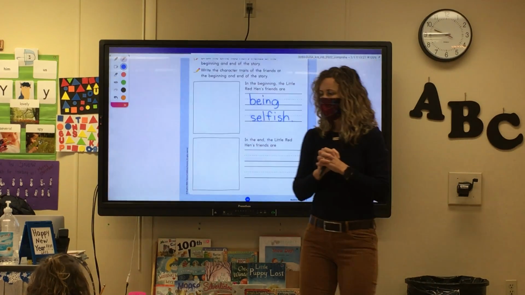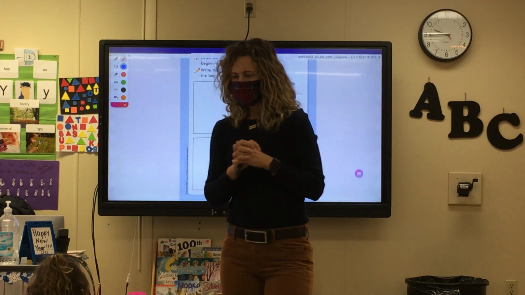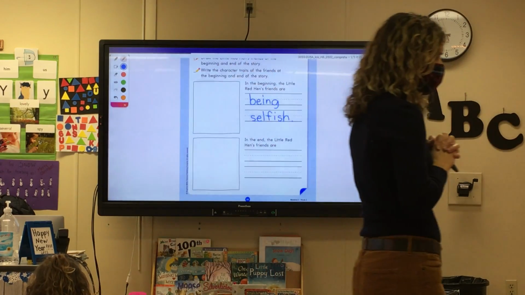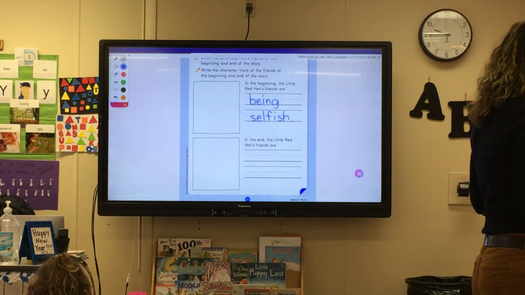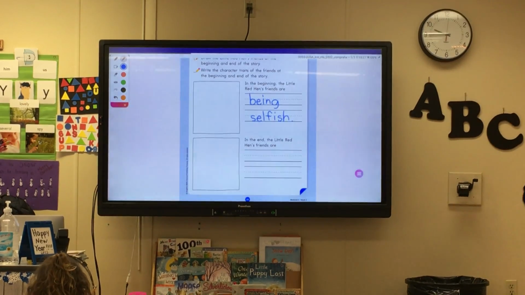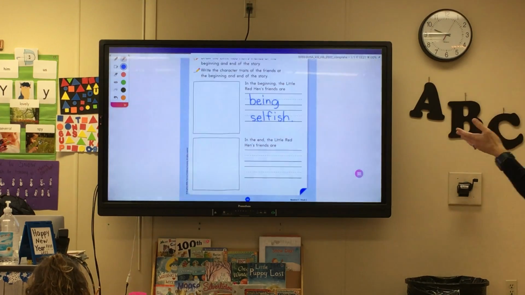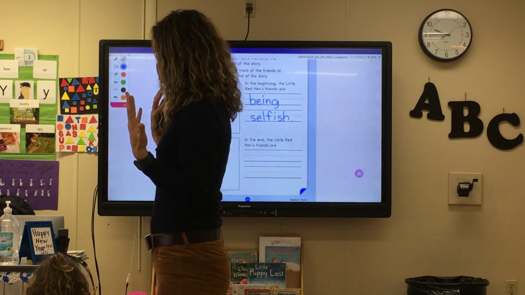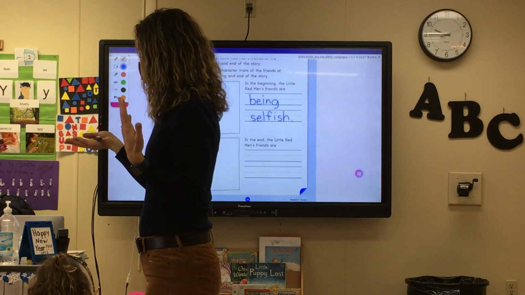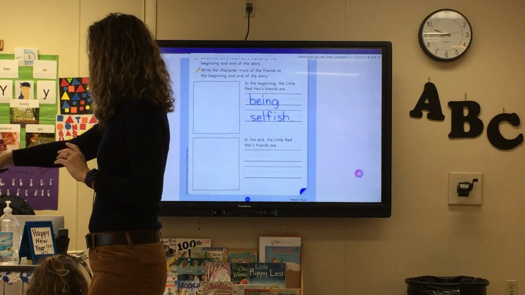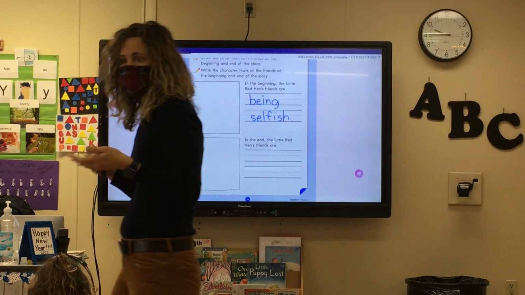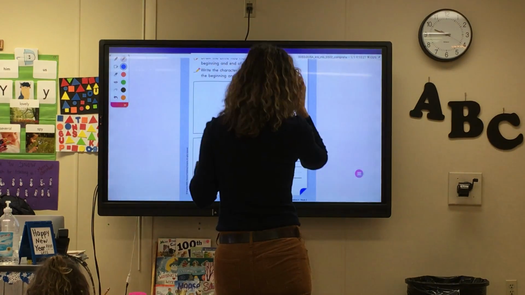They are being selfish. Being selfish means that you are thinking only about you, just yourself. So we're going to draw a picture of that. And Martin mentioned earlier, what were they doing in the beginning of the story instead of helping the little red hen? They weren't being very kind, right, but what were they doing? You said that they were busy doing what? Playing. They were outside, hanging out and playing and relaxing.